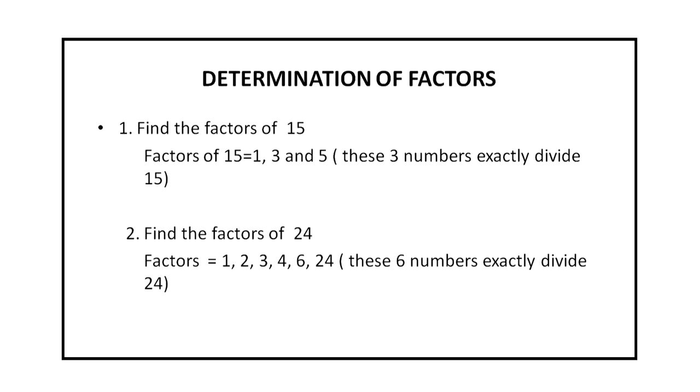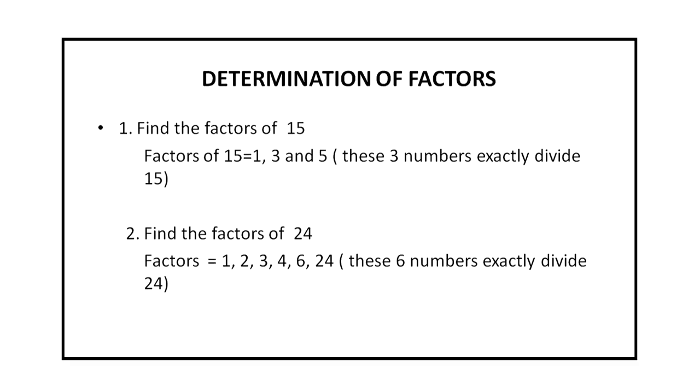Now we will see how to determine the factors of a given number. For example, I am taking 2 numbers, say 15, and for the second example, 24. Now, how to find the factors of 15? As I have said just before, 1 is a factor of every number. So, the first factor of 15 is 1. The second factor is 3. This is because the number 3 exactly divides the number 15. And the third factor is 5. 5 is a factor of 15 because the number 5 exactly divides 15 and we get a remainder 0. Thus, 1, 3 and 5 are the factors of 15.